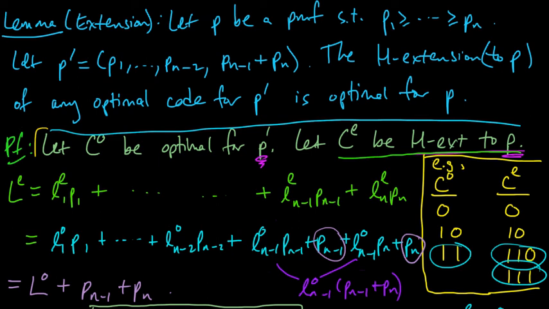All right, so this proves the extension lemma, and at this point we've basically proved the optimality. We've set things up for the spike, and now in the next video it'll just be a very easy proof by induction from here to show that Huffman coding is optimal.